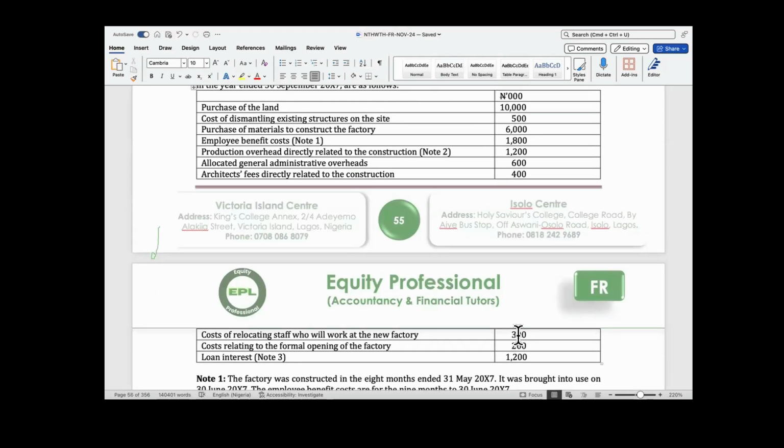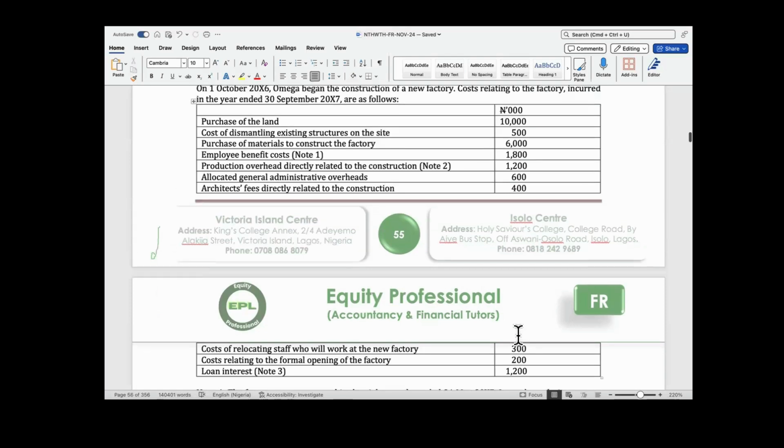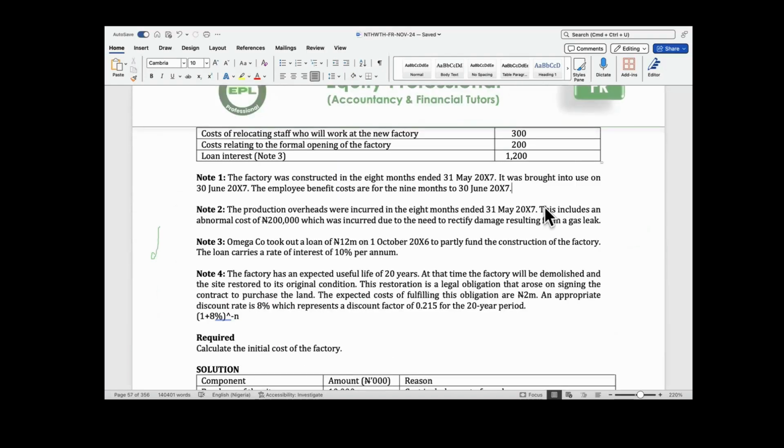Fantastic. The second one is production overhead directly related to the construction. Capitalize. Let's go to note 2. They said that the production overheads were incurred in the 8 months ended 31st May 2007.